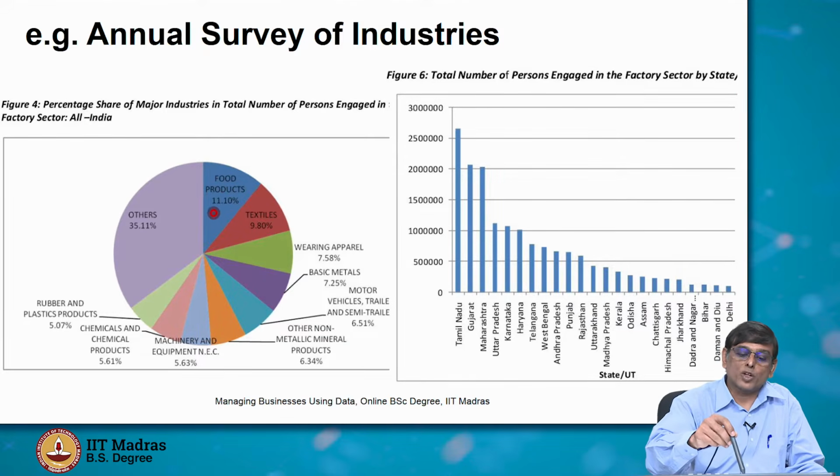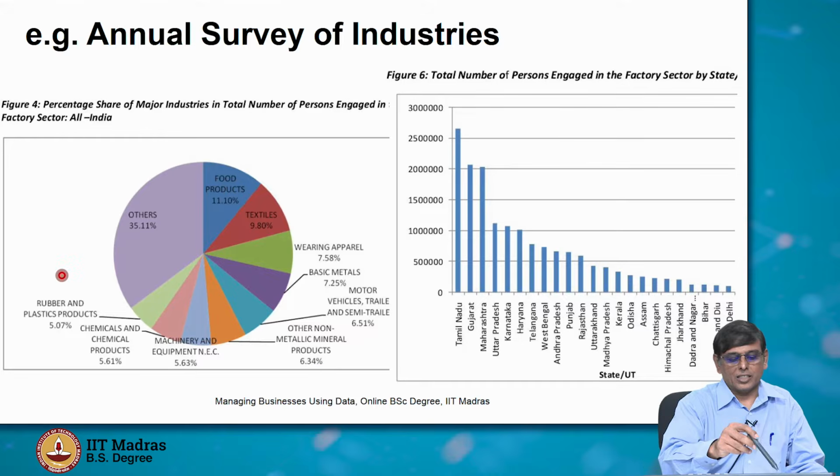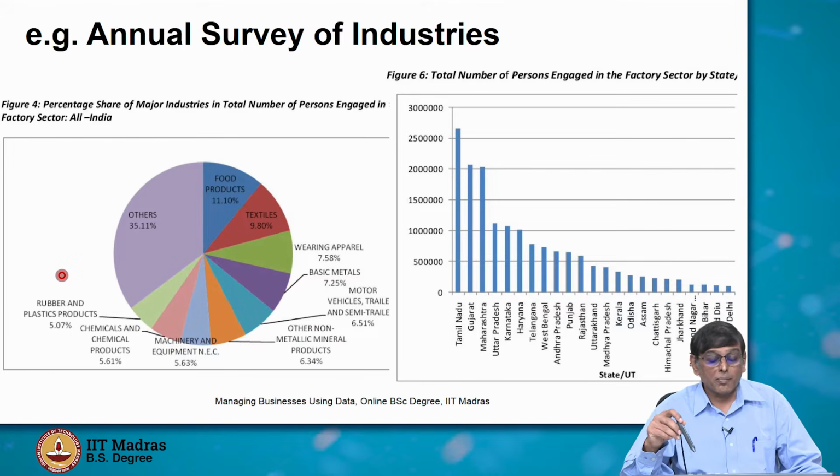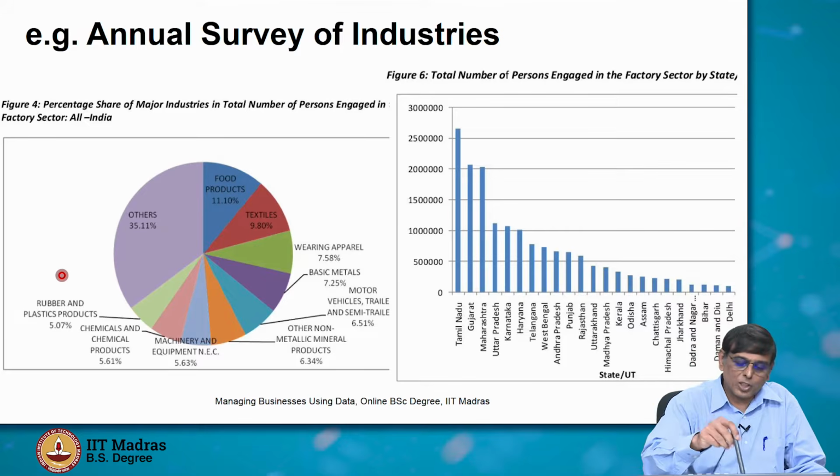So you find 11% of the total number of people in the factory sector are employed in food products, 10% in textiles, 7.5% in apparel, 7.25% in metal, 6.5% in motor vehicles, 6.3% like this. So you can see the breakup. Some sectors are highly employment intensive, some of them are not so employment intensive. That's what this seems to show.